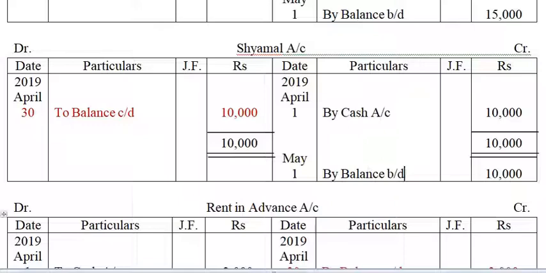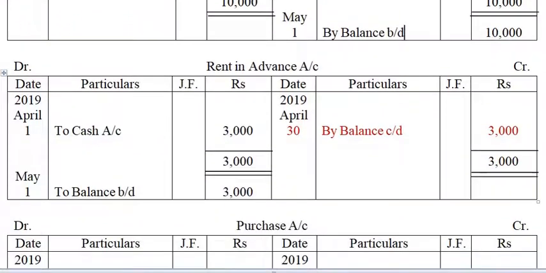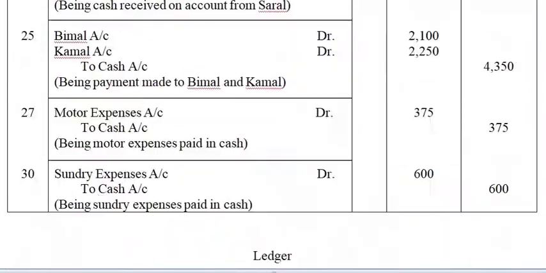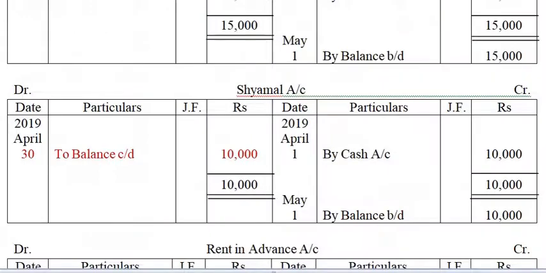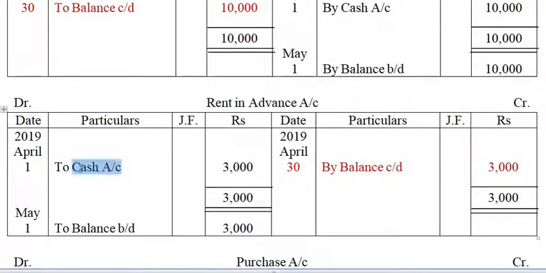Okay. Now, rent in advance, as I said in the previous video, that rent in advance is a deferred expenditure. However, it's an expenditure only, okay, but that is paid in advance. Okay, so rent in advance, when you make the payment, let's go to that particular journal entry now. Okay, so rent in advance account. So you are preparing this rent in advance account. So this rent in advance account is lying towards the debit side. So you will record towards the debit side as to cash account on that particular date.